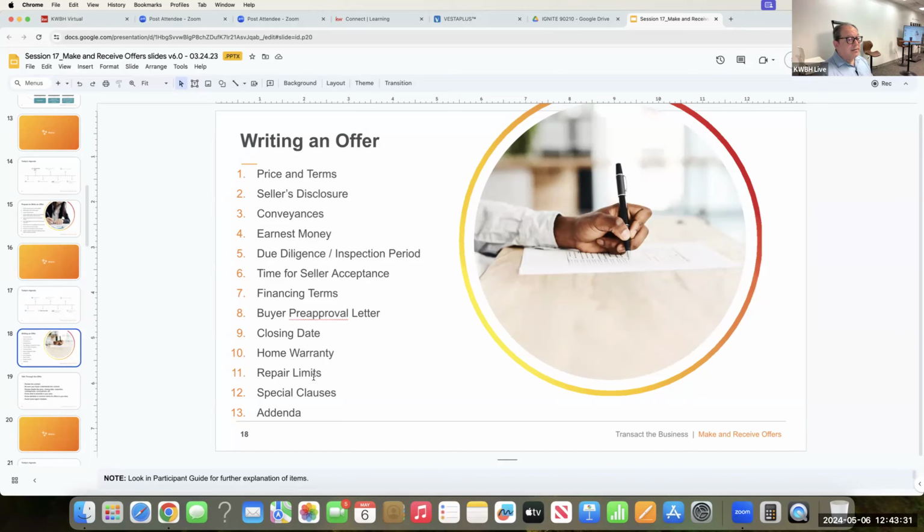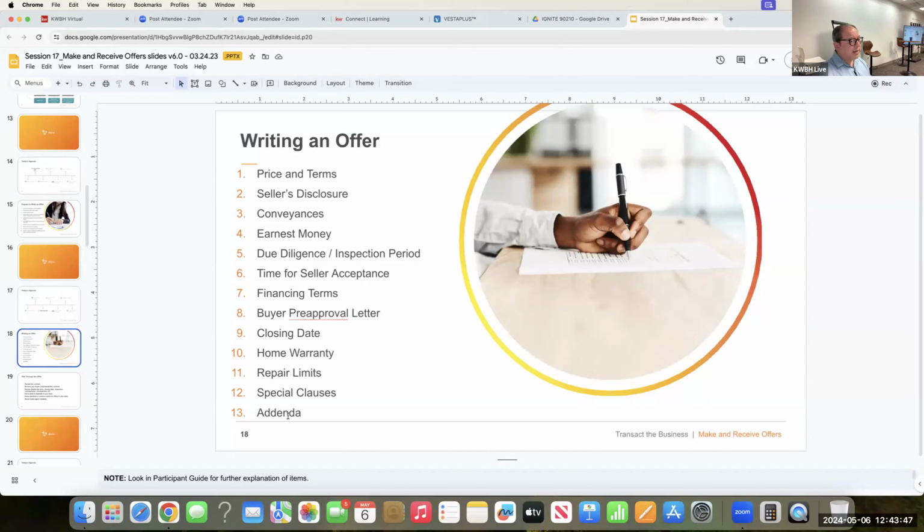Repair limits, I'm not sure what that is. Sorry, credit, yeah, a repair limit. I don't know why we're writing an offer with a repair limit. Usually we don't ask for repairs until after inspection.